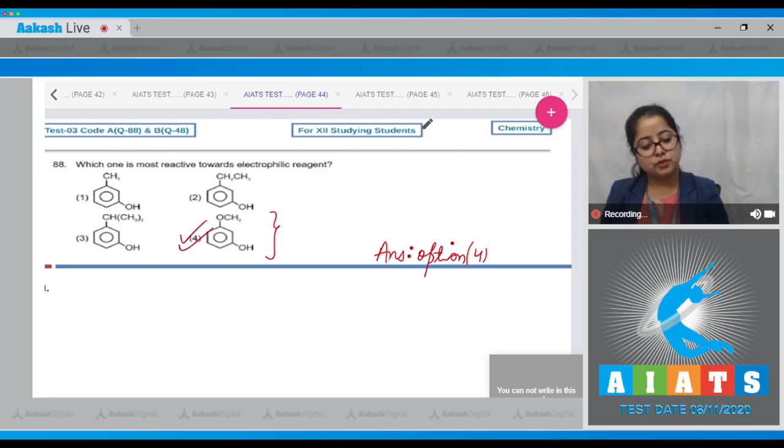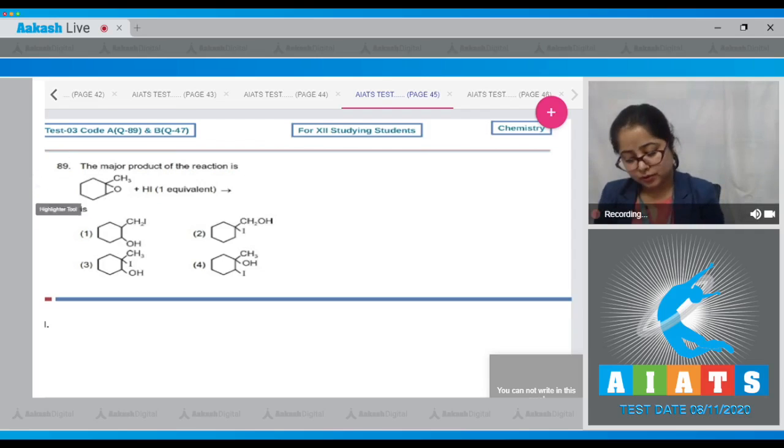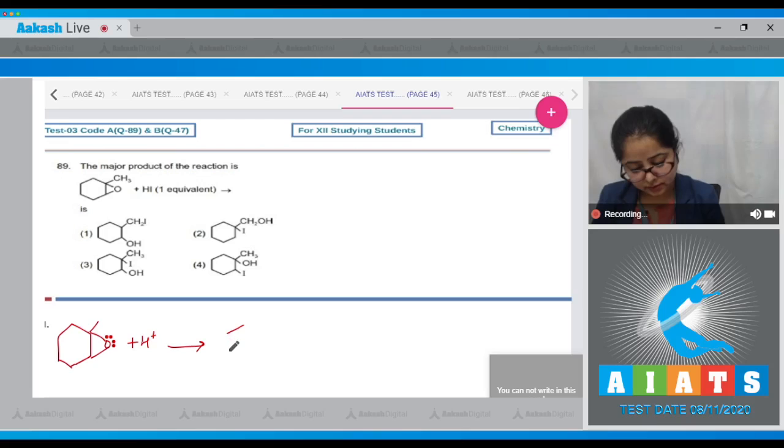Moving to next question, students, which is question number 89. Let's read the question. The major product of the reaction is. Students, in this question we are given the ether, and when it reacts with HI, HI is 1 equivalent. We have to identify the product. So student, here I'm writing the reaction. This is the ether, the lone pairs, plus H plus, gives protonation of ether.